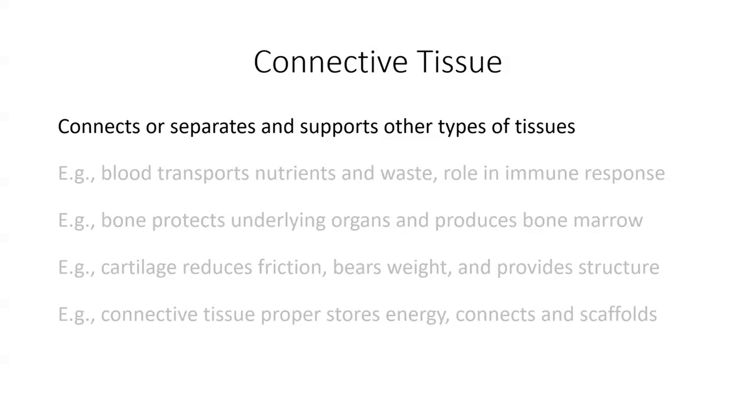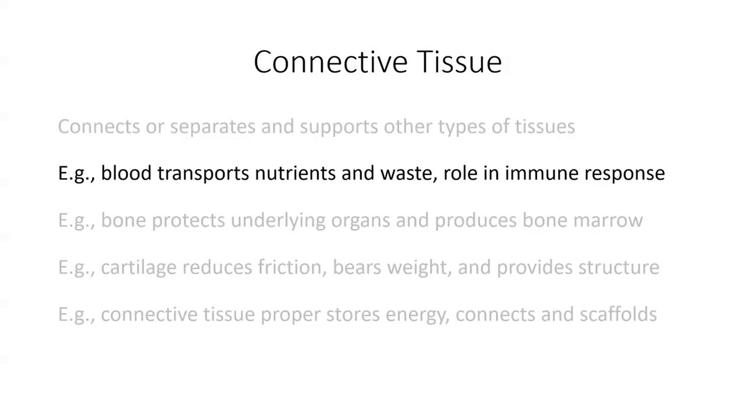So to give you some examples, blood is a type of connective tissue. It's obviously in a fluid form, and it functions to transport nutrients and wastes, and it contains white blood cells, which make up a large part of our body's immune response.